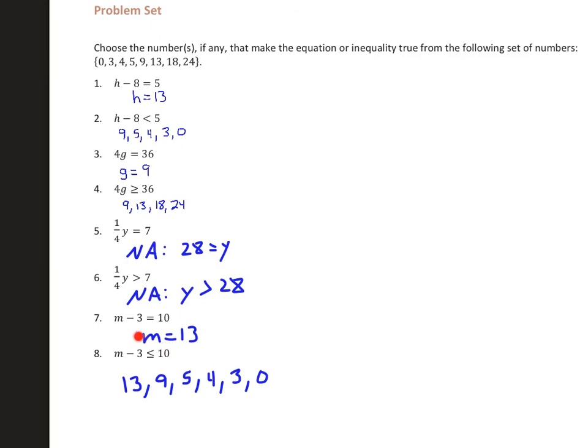But 7 has an answer, and it would be 13. 13 minus 3 is 10. And 8 would have to be 13, 9, 5, 4, 3, 0, anything that's 13 or less, because 13 would still be true since this is less than or equal to 10.